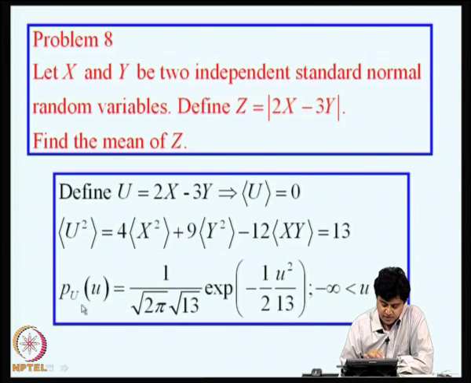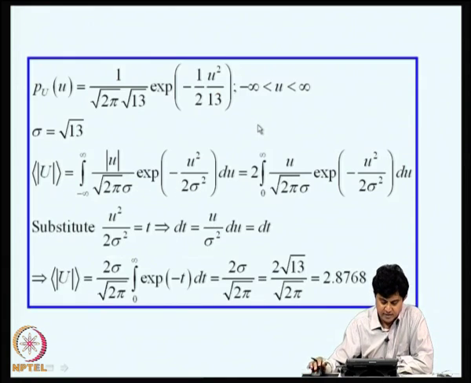So, the probability density function of u is indeed another normal random variable with this density function, where the standard deviation is square root of 13. Thus, the given problem can be viewed as finding the expected value of the modulus of a Gaussian random variable, and this is the probability density function. The expected value of modulus of u is the integral from minus infinity to plus infinity of mod u into the density function.